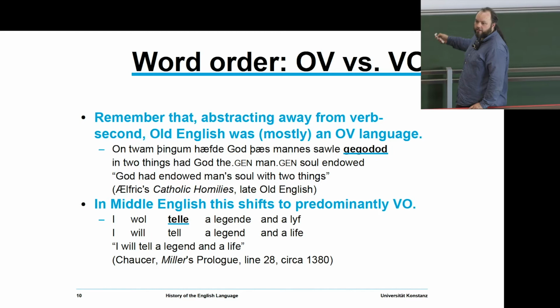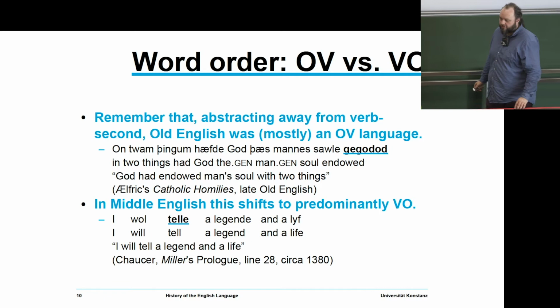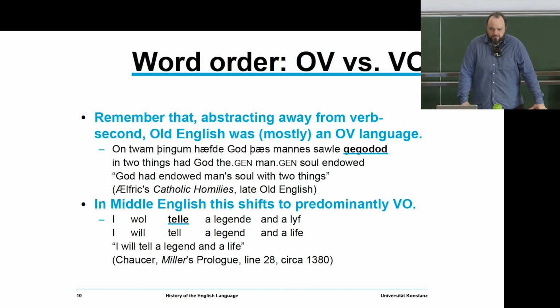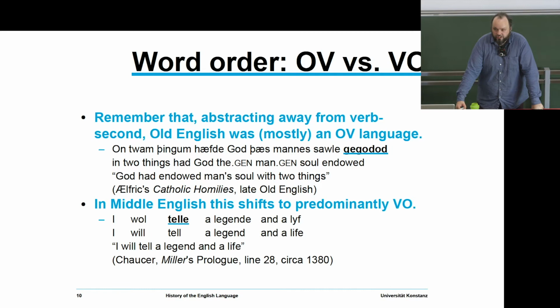And in modern English, of course, that shifts. And the time that this shifts is roughly during the Middle English period. This is a very, very slow shift. The shift from OV to VO takes a really, really long time. We find VO examples in Old English, and we continue to find OV examples as late as texts like Shakespeare and the King James Bible, though by that point they're not very frequent, and they mostly occur in very specific contexts, such as with negation and quantifiers.